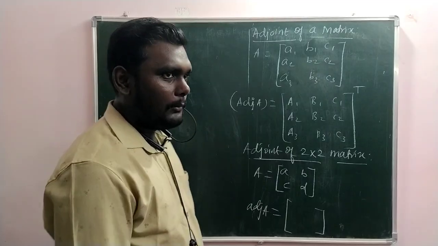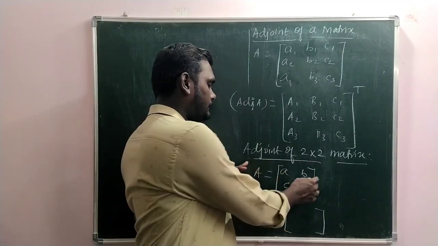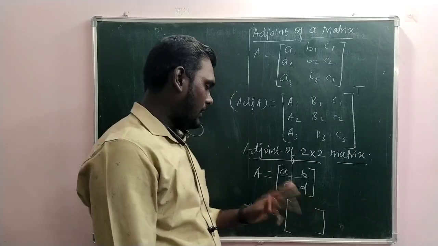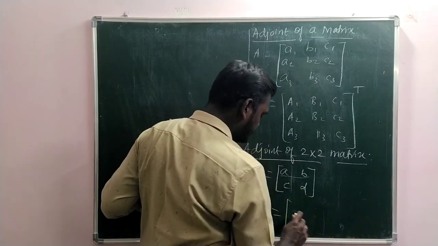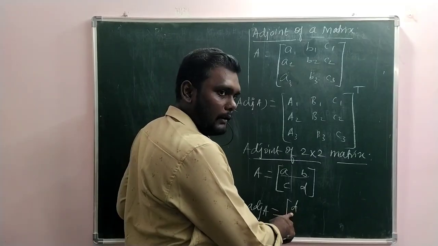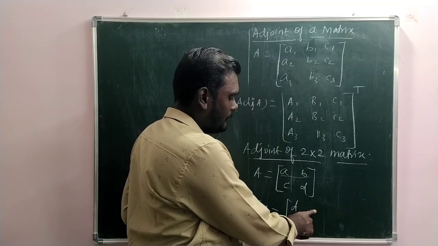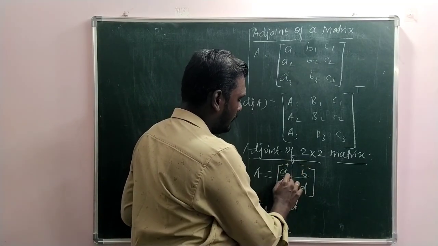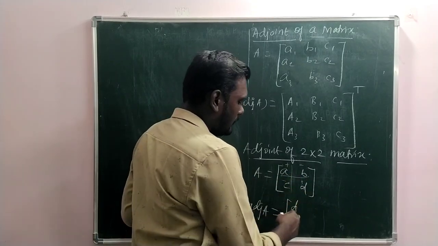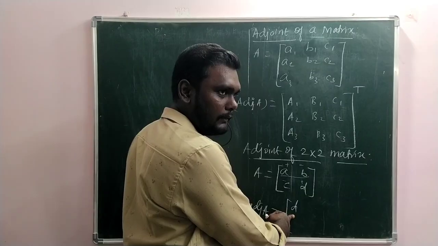Cofactor means what? We'll leave this row and column and the remaining thing we'll take for the determinant. So, determinant of D, that is D only. That is the cofactor. Positive one. And next one will be negative. Remember, this is positive, negative, negative, positive. The cofactor sign. So, this is the cofactor of this first element.